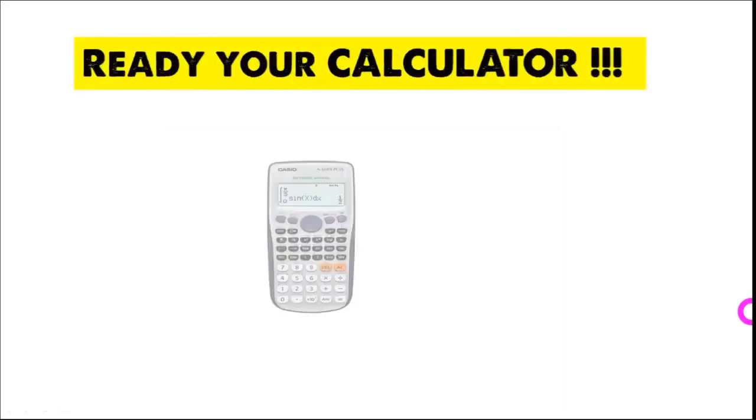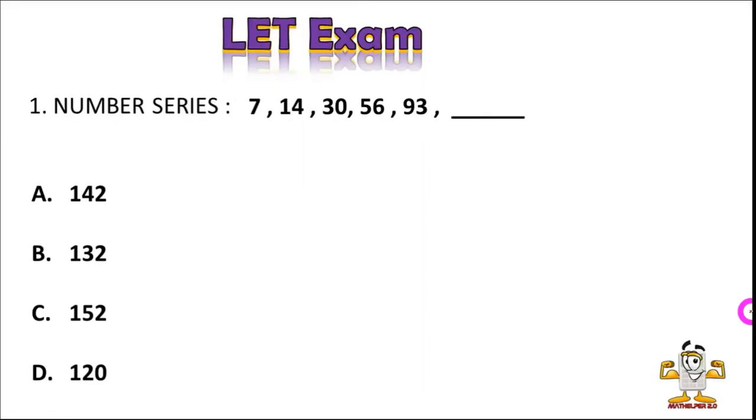So ready your calculators. Number 1. Number series 7, 14, 30, 56, and 93. So hanap po yung 6th term. So, ang gagawin lang natin is maghanap tayo ng pattern sa number series na to.